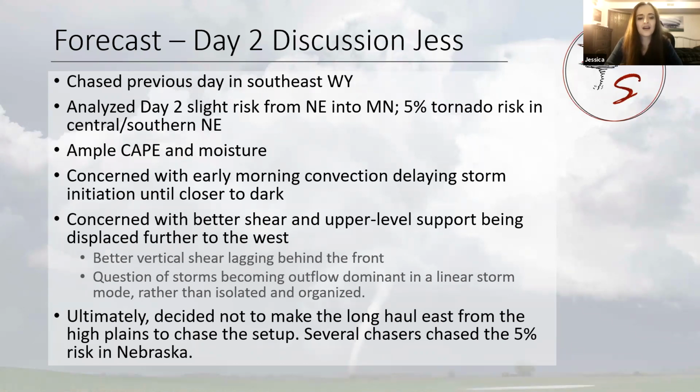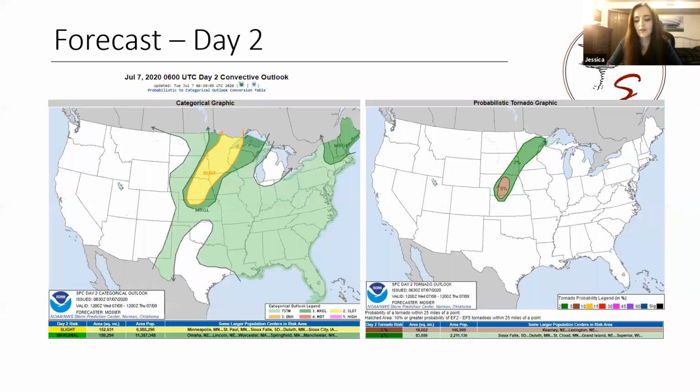So there was a lot of uncertainty. Is our storm mode going to be linear? Are we going to have outflow dominant storm structures rather than isolated and organized? And is that early morning convection going to clear out in time for the atmosphere to recover and for storms to form before dark? It just seemed like too much uncertainty to gamble on that long haul out east to Minnesota. So ultimately I decided not to make that trip, much to my later regret.